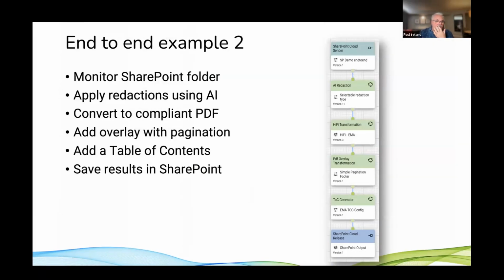Another example is where you're monitoring a SharePoint folder and applying redactions using AI, and then converting those results to a compliant PDF, adding an overlay with pagination, headers, footers, and a table of contents, and saving the results into SharePoint. I'm not showing you the results because in many other sessions we've shown what these things look like before, but ultimately, again, AI is just one step in the flow.